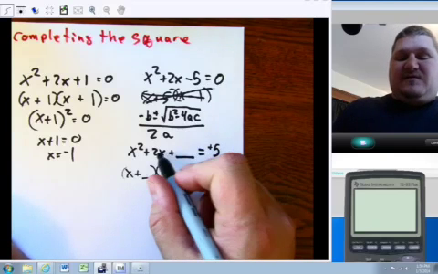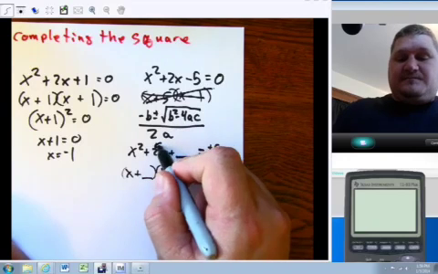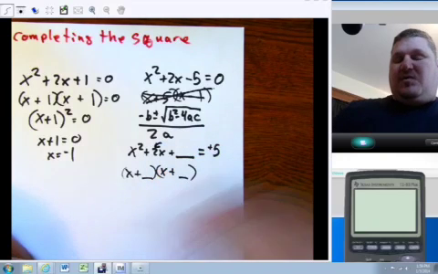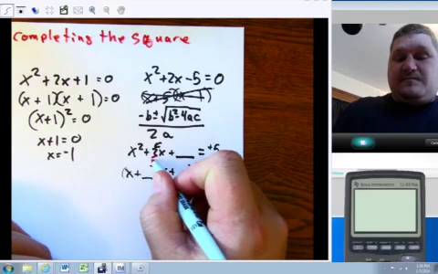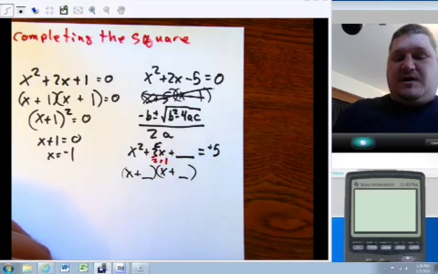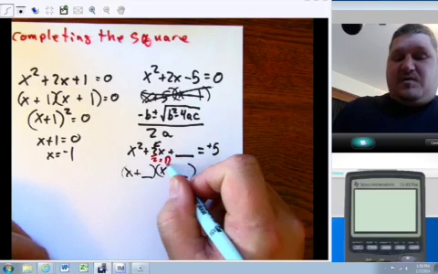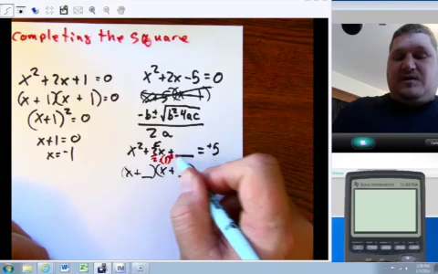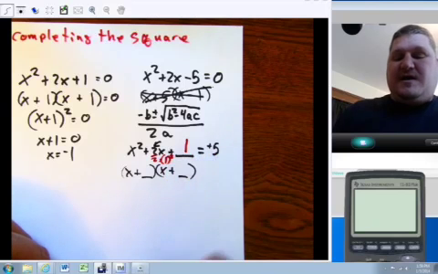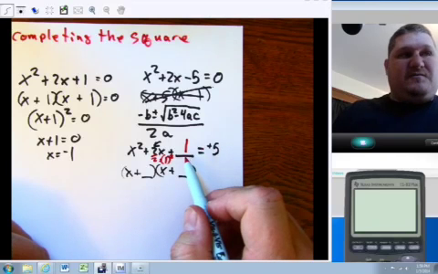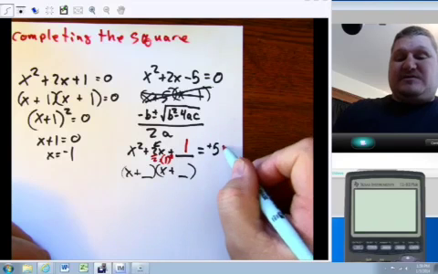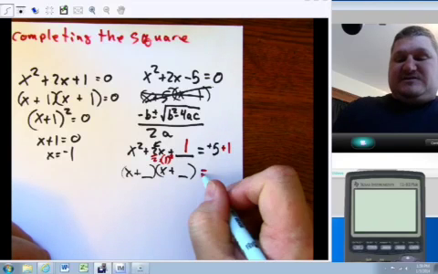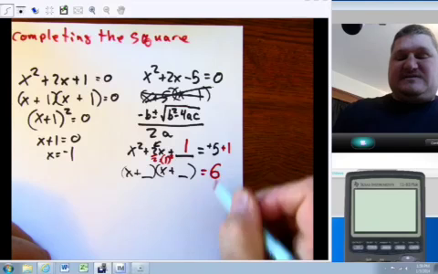The way we do this is we take the middle number and we're going to divide that middle number by 2. If I do that, I get 1. If I square whatever my result is, 1 squared, 1 times 1 is 1, that's my perfect square. Now, of course, you can't randomly put plus 1 on one side of the equation without putting plus 1 on the other side of the equation. So this is going to equal 6.